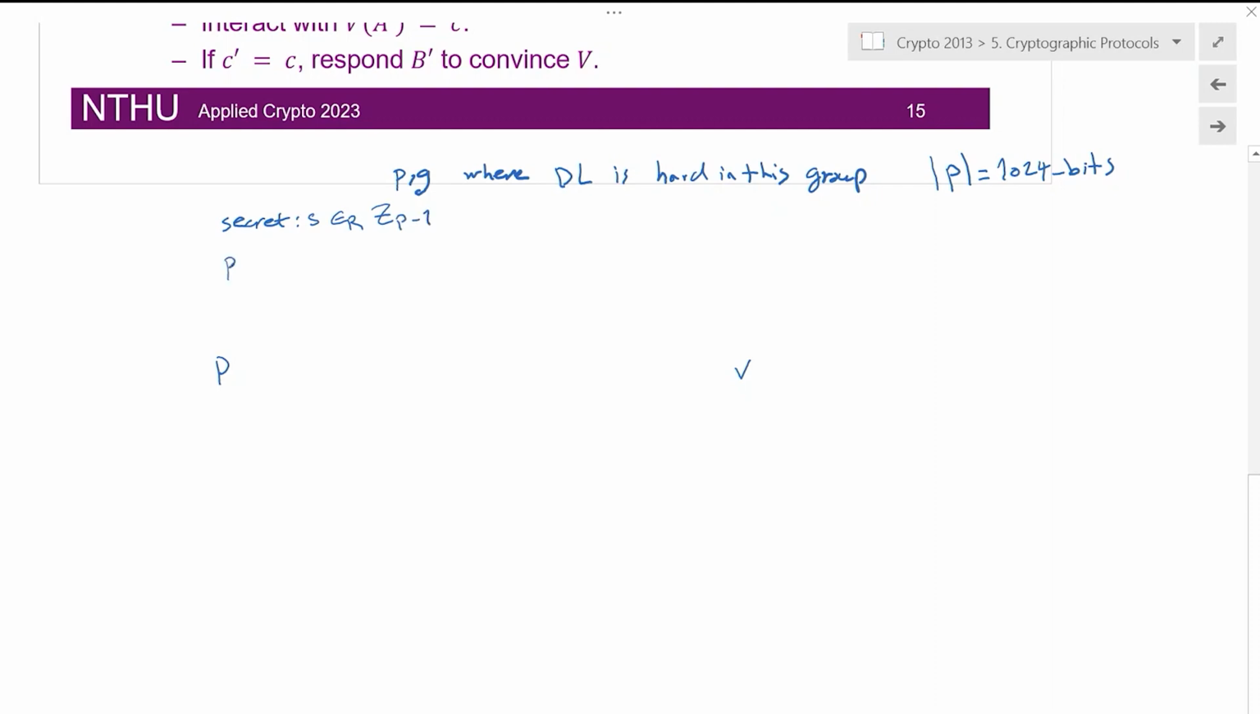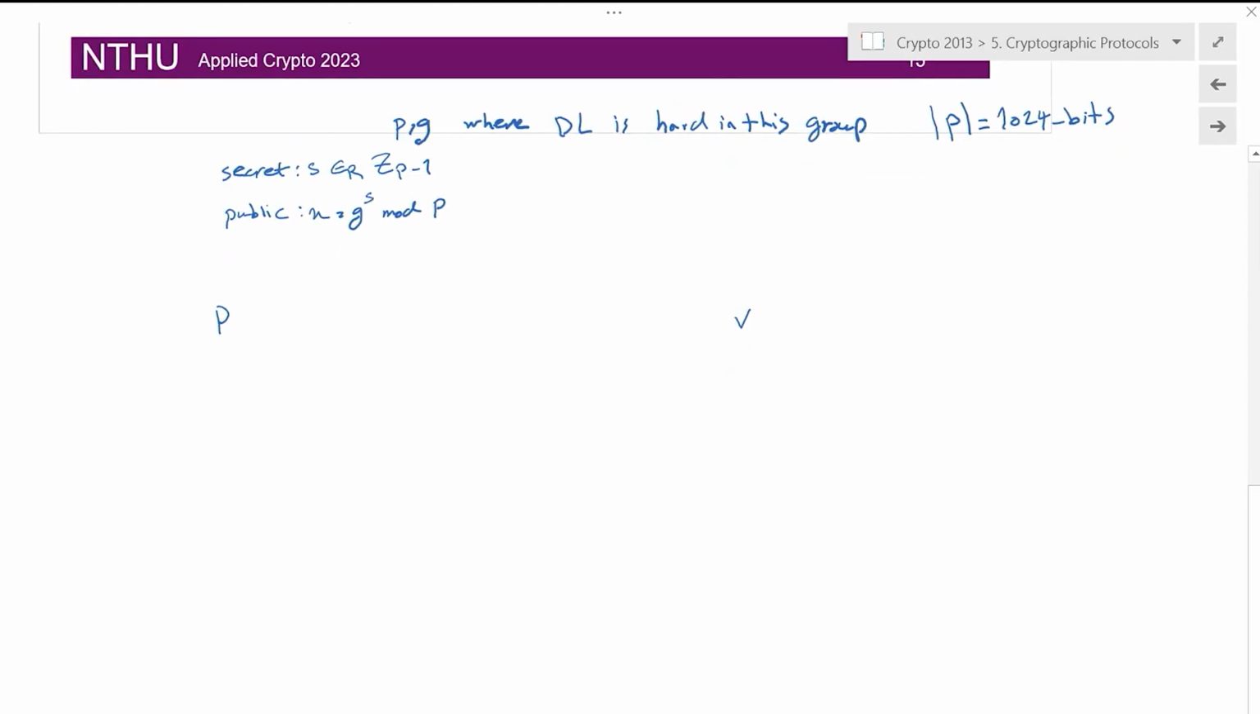The public key, public information, would become X, which is G to the S mod P. So now we can start to play the game.